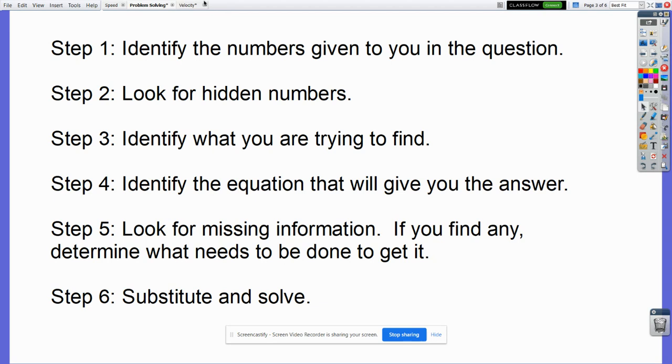I'll look to see if there's something I need that I don't have in the list that I made in steps 1 and 2, and I'll try to find a way to get it. Only after all that thought, only after doing all those things, will I substitute and solve. I don't pick up a calculator until I've got a plan.